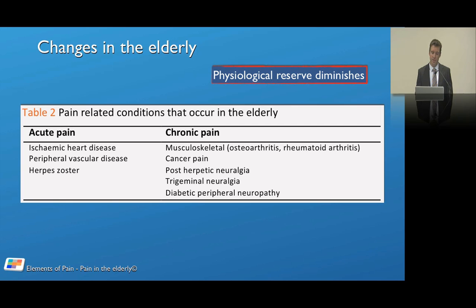And then the chronic pain conditions of musculoskeletal pain and cancers. As I've mentioned, the older we get, the more likely we are to have cancer and musculoskeletal pain. And then the neuralgias that occur in elderly people, the herpetic neuralgias, the trigeminal neuralgias, and of course the diabetic peripheral neuropathies. I have to say I don't see a lot of diabetic peripheral neuropathies in my clinic, and that might be because they're managed elsewhere by physicians.